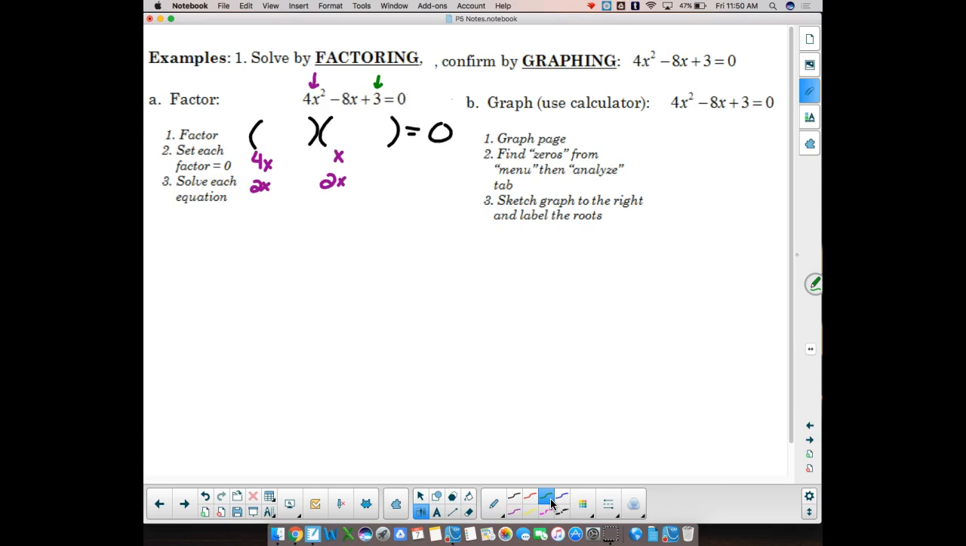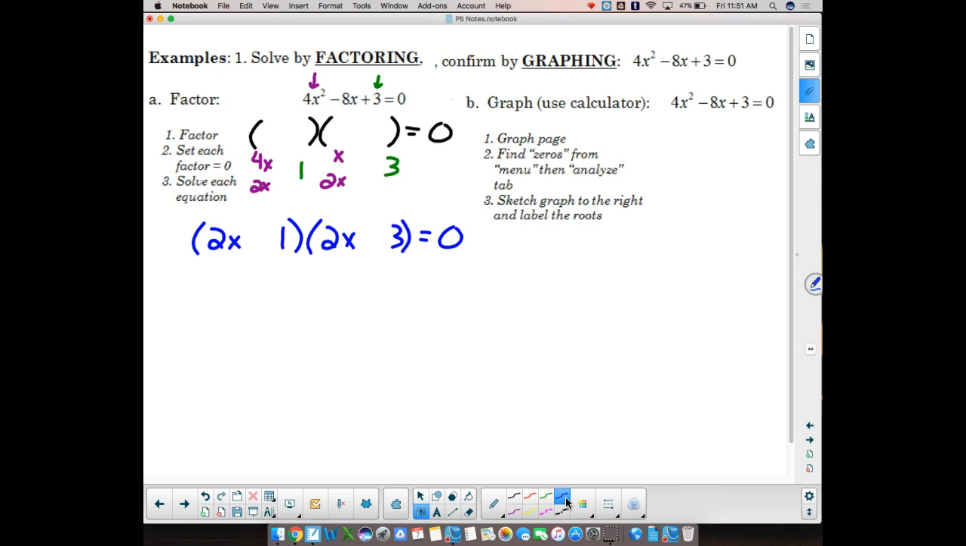Or 3 and 1, depending. So now I have to come up with a combination of those. I like to start in the middle, so I'm going to start with 2x and 1, 2x and 3. I like to start with the ones that are closest to each other.